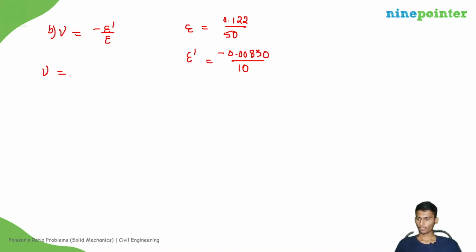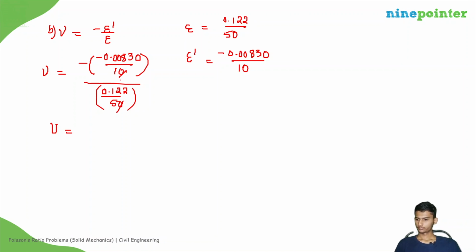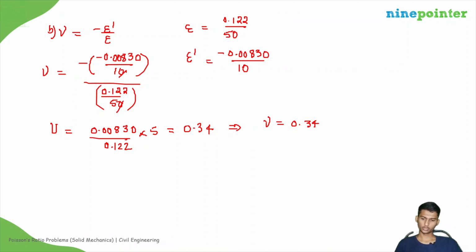So mu will be minus, minus 0.00830 divided by 10 divided by 0.122 divided by 50. Okay. So mu will be plus 0.00830 divided by 0.122 into 5. So let us put it in calculator. 0.00830 divided by 0.122, so we get 0.34. Okay. So Poisson's ratio mu for this material is 0.34.